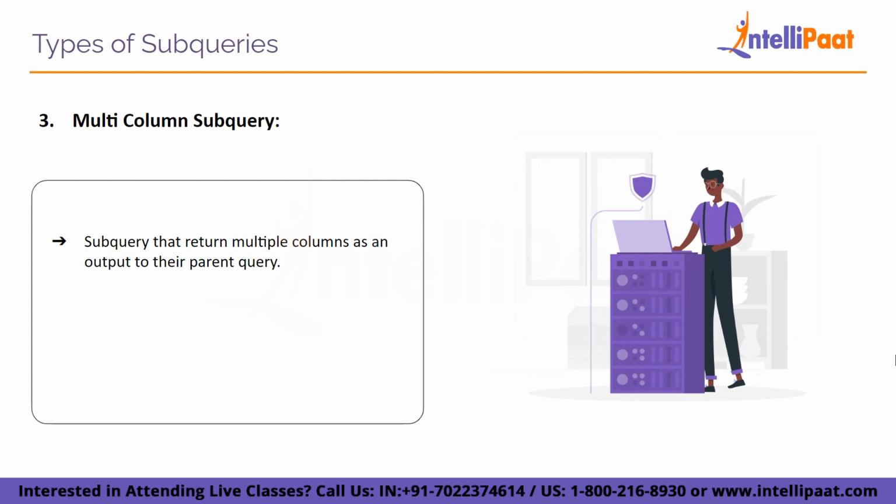Now let's see multi-column subquery. This subquery not only fetches multiple rows, but it also fetches multiple columns of data, right? So imagine you need to gather a bunch of related data from one table to use as a filter or reference in another table. So the multi-column subquery allows you to bring all that data in one shot.